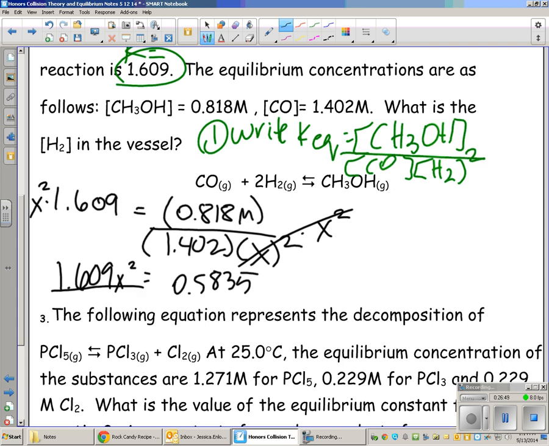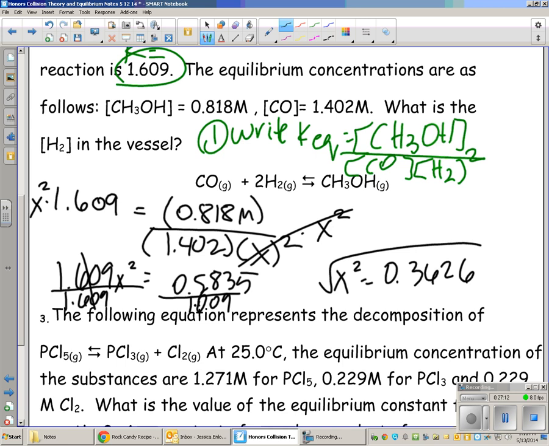So divide by 1.609 on both sides. So that cancels out. X squared is equal to that divided by that. So 0.58 divided by 1.609, 0.3626, and then 0.6. That's what you got. Divided by that. Sorry. The root.